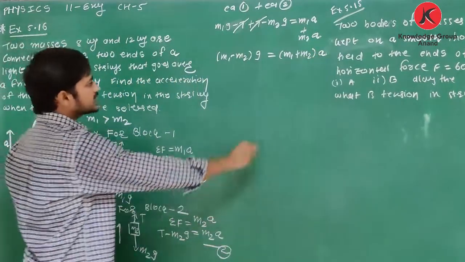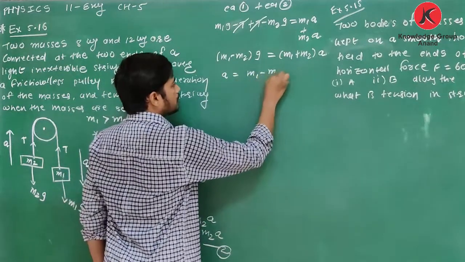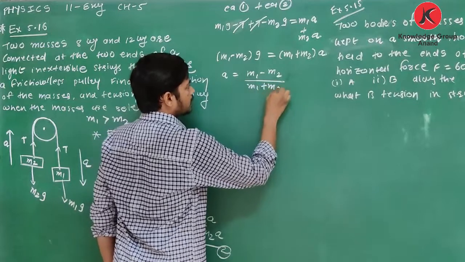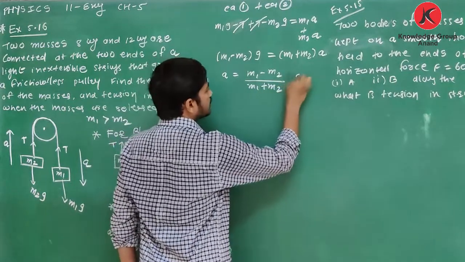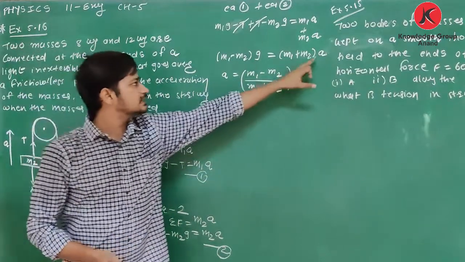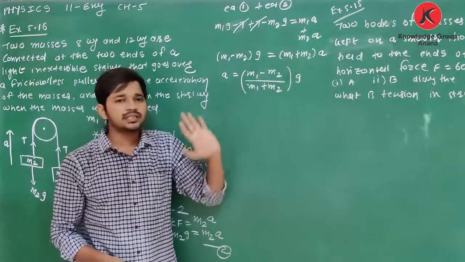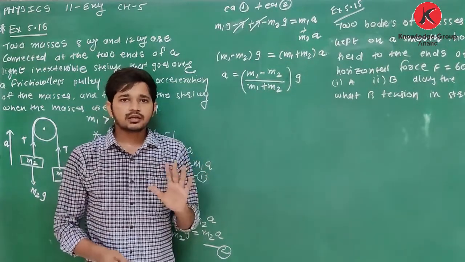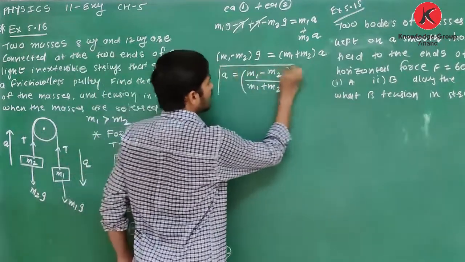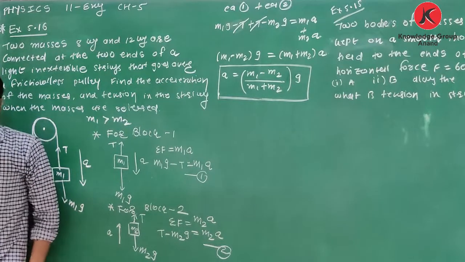Now make A the subject. So A is equal to (M1 minus M2) upon (M1 plus M2) into G. If you make A the subject, it is (M1 minus M2) into G, and M1 plus M2 will be in the denominator. Clear about this? Now you have to remember this equation.